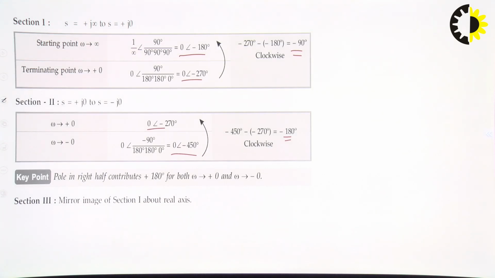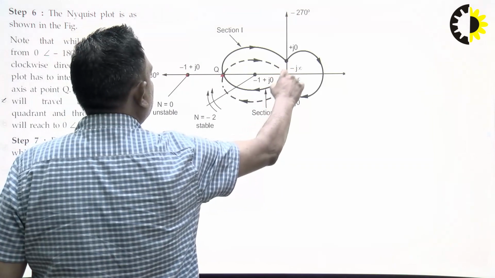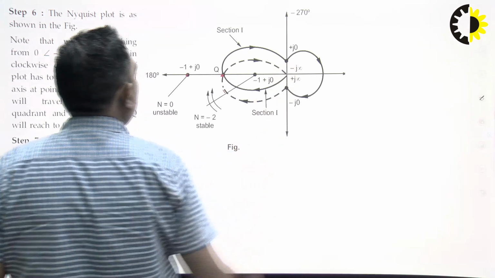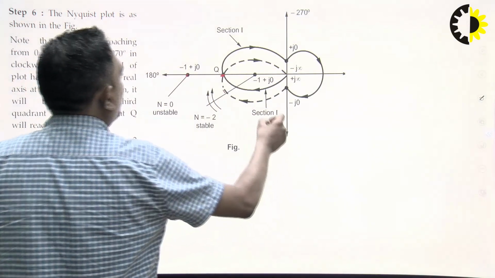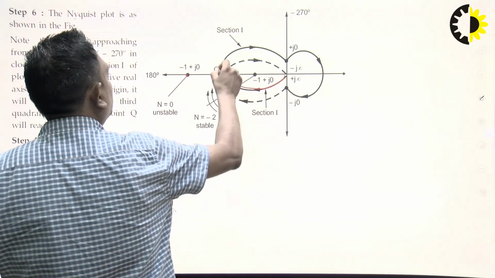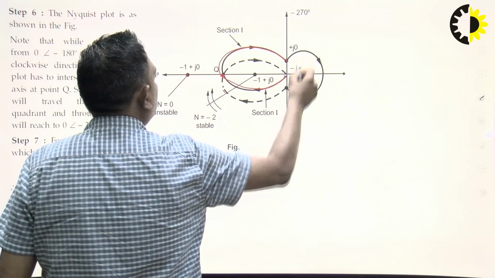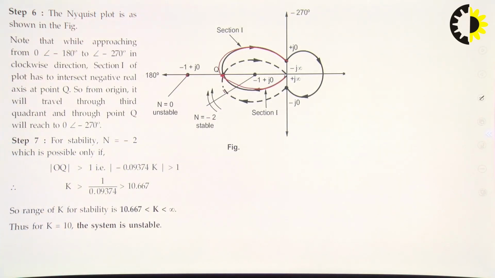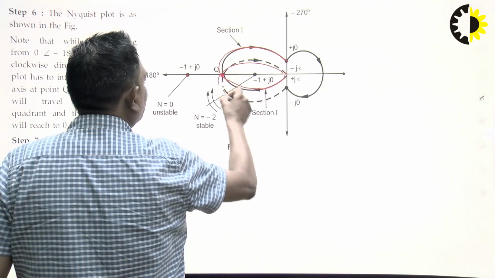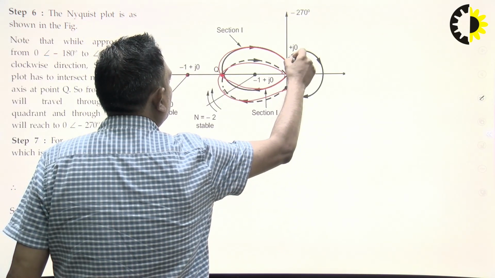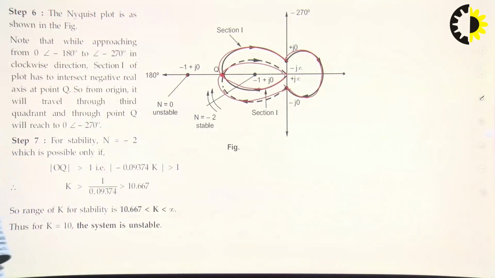So section 1 goes from 0 to minus 180 and 0 to minus 270, within a rotation of minus 90. It starts from somewhere here and terminates over here, but it is also cutting this point over here. So it is like this, and its mirror image is like this, and this is the complete diagram. The Nyquist plot is shown.